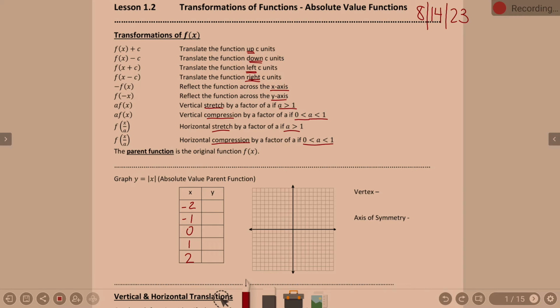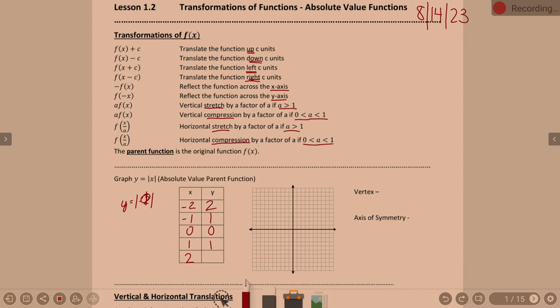So negative 2. If we take negative 2 and put it in right here, it's going to be y equals absolute value of negative 2. What is that equal to? Ruby? 2, yes. Absolute value takes the number and makes it positive. It's the distance from 0. Okay, so what happens when we put negative 1 in here? 1. Absolute value of negative 1 is positive 1. What about when we put 0 in here? Absolute value of 0 is 0. Absolute value of 1? Just 1.